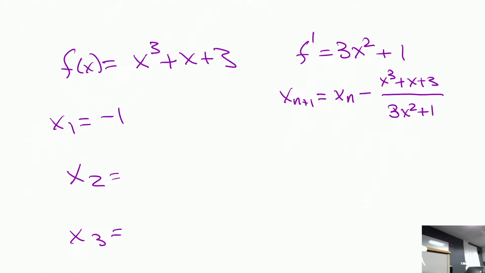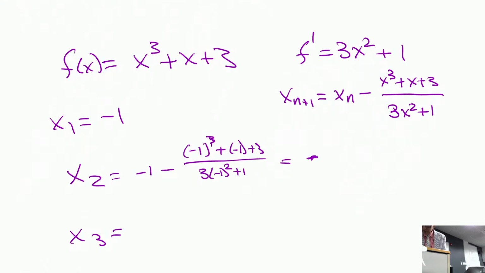So x1 is -1. I put -1 into that, and I get -1 minus -1 cubed plus -1 plus 3. Give me a sec here. Okay, -1 cubed is -1, -1. So this will be 1 over 4. So 3/4, 0.75.